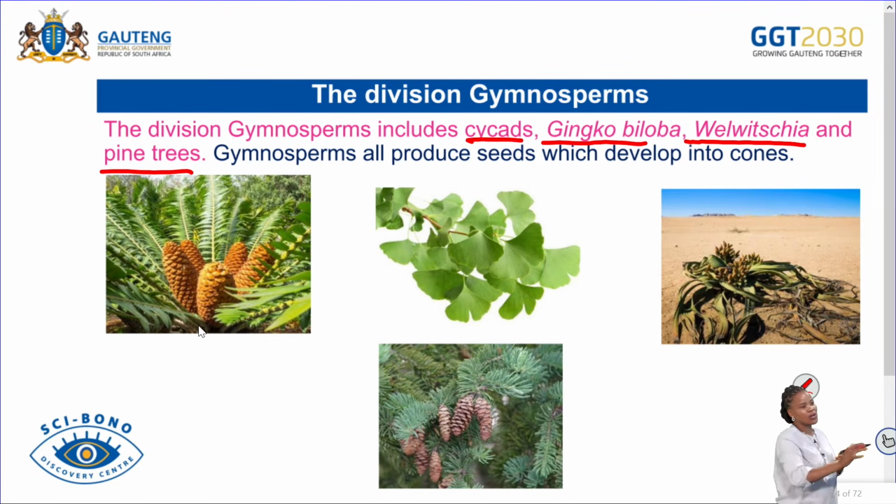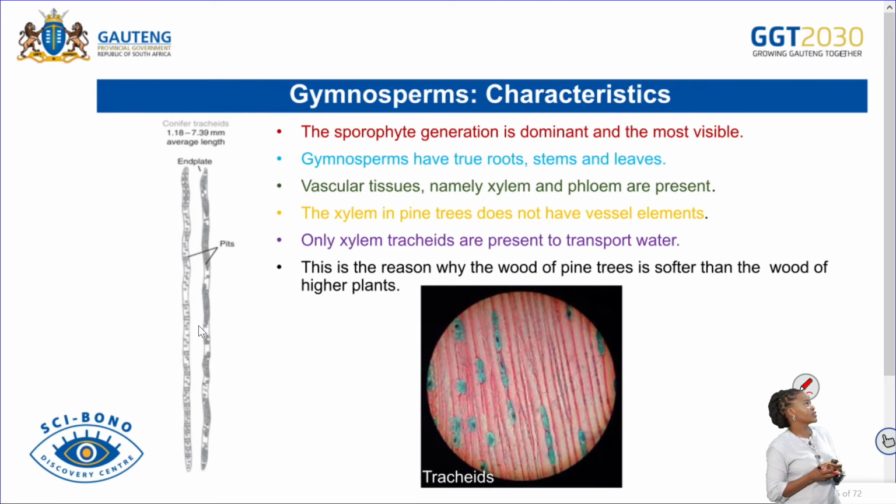So these are all different types or divisions of what? Of the Gymnosperms. And then Gymnosperms all produce seeds which develop into the what? Into the cones. In other words, all the Gymnosperm groups produce seeds which develop into cones. Now let's check the characteristics of the Gymnosperms.